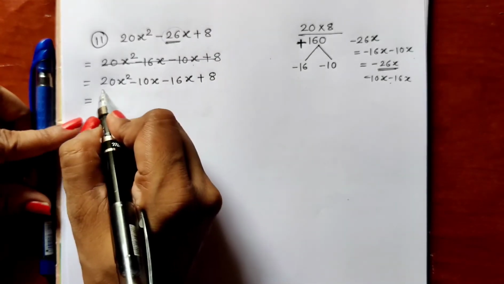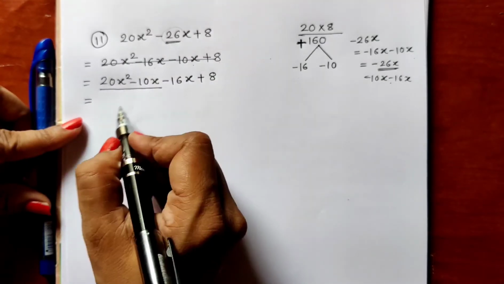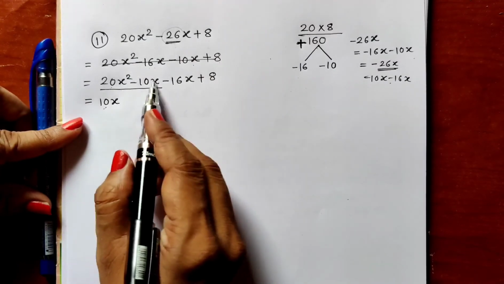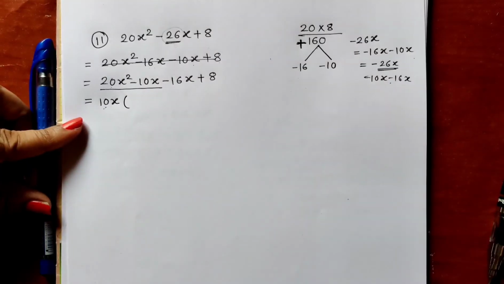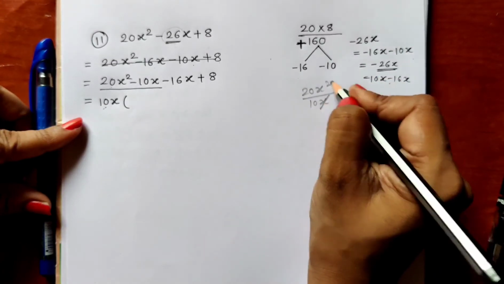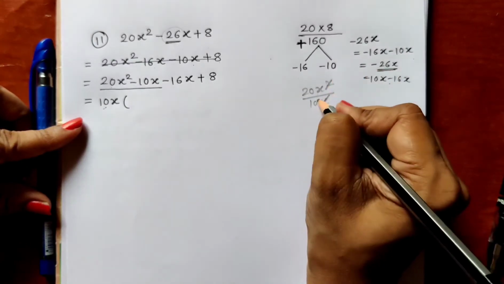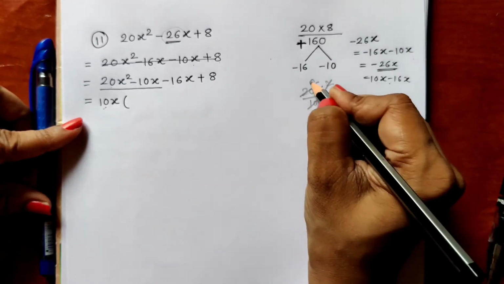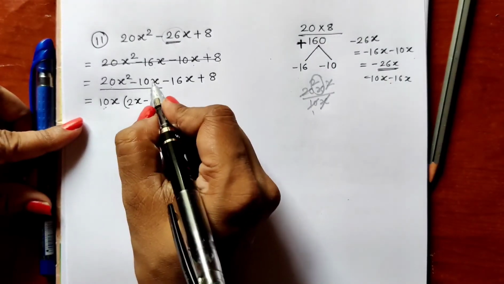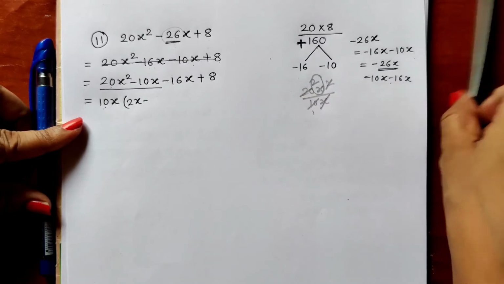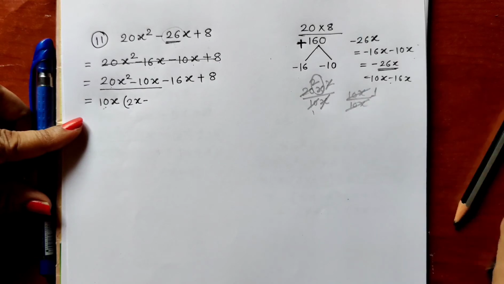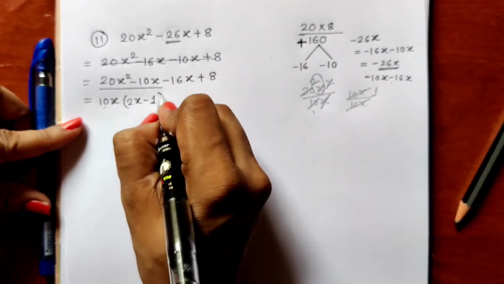Now I will be taking out common. From 20x square and 10x, I can take out 10x common. Smaller number, 20 is divisible by 10 and x is common. So from 20x square, 10x I have taken out common. X square and x is remaining. 10 ones are 10, 10 twos are 20. So 2x is the answer. This 2x we write in the bracket minus. From 10x, full 10x is taken out common. So 10x divided by 10x. 10x ones are 10x. So we get 1. 1 we should write inside the bracket minus.